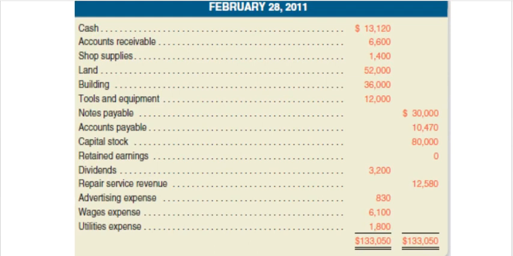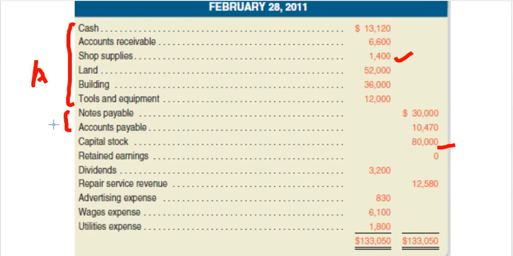Look there, cash is 13,120, the updated balance of cash, and account receivable, shop supplies. Look there, shop supplies is a part of the balance sheet. Look at this one, and the building, tools and equipment, note payable, account payable, capital stock, all these things are going to be updated. Again, that's a part of your assets. The accounting equation is going to be revised right now.